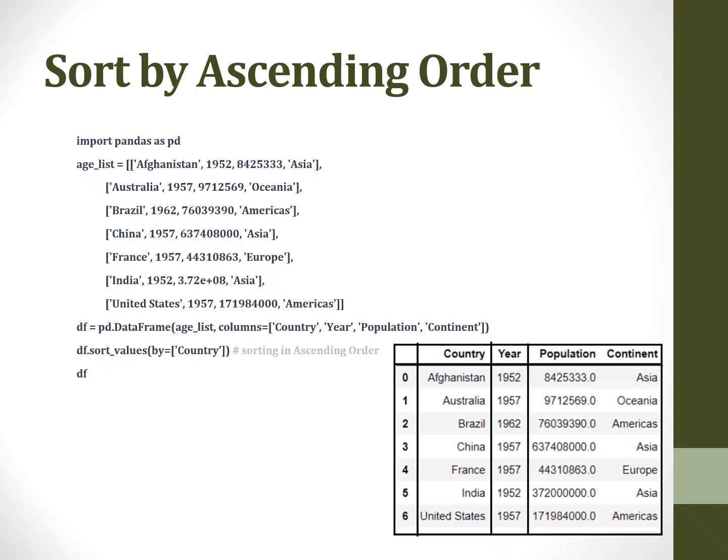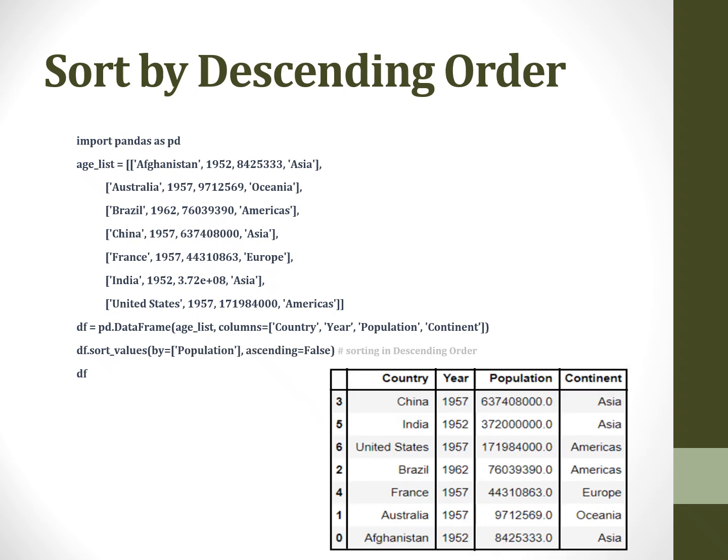Suppose you want to sort in descending order. You place ascending equal to false, which means descending equal to true. Here we wish to sort based on the descending order of population. Starting from the highest value to the least value, the values are arranged, and the corresponding country, year, continent and position values are swapped and the data frame is displayed like this. Okay.